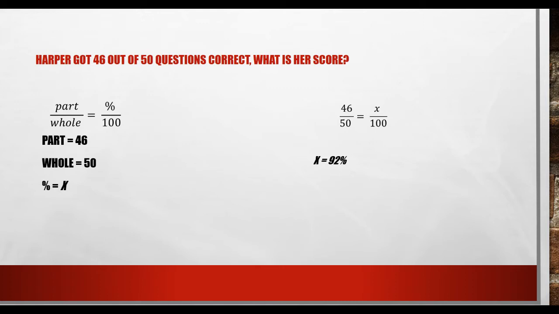And you do need to make sure you understand that all test grades are out of 100, just like all percentages are out of 100. So when we assign the grade, we could say it was a 46 out of 50, but to make that make more sense, we always say that it's 92 out of 100. So that score is a percentage grade.